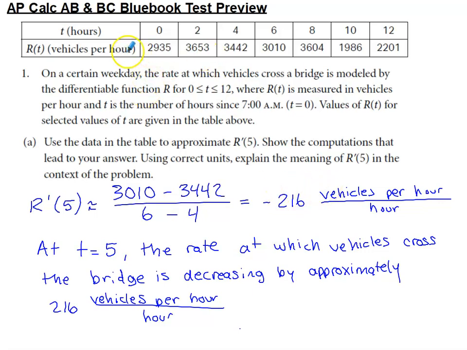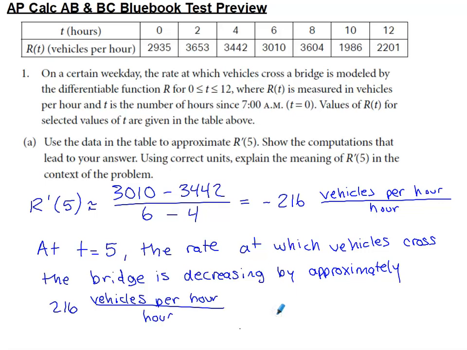These units in the numerator are vehicles per hour. In the denominator, that's a difference of hours, so vehicles per hour per hour. When you interpret a derivative's value, you're always going to need to make sure you acknowledge the input. So this is at t equals 5, an instantaneous rate of change. At t equals 5, the rate that the vehicles cross the bridge is decreasing by approximately 216 vehicles per hour per hour. There's a little bit of flexibility in the explanation.